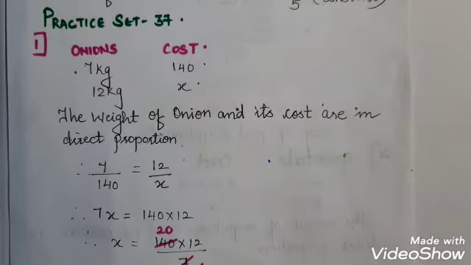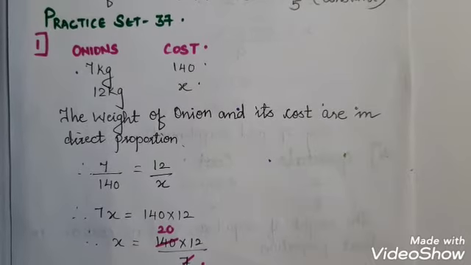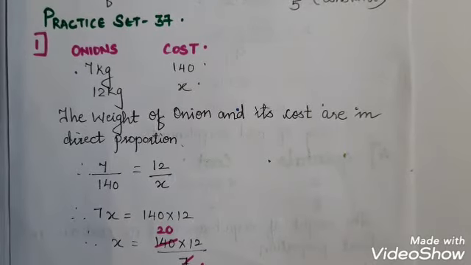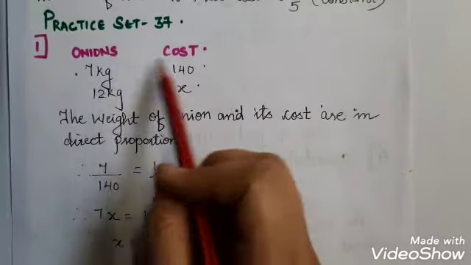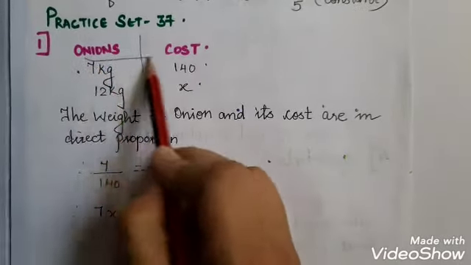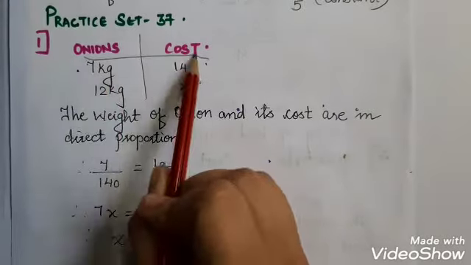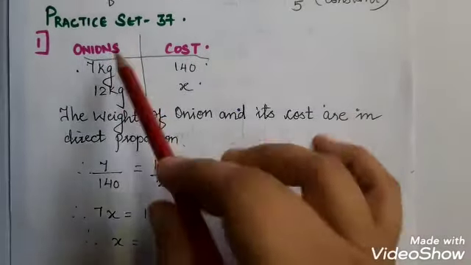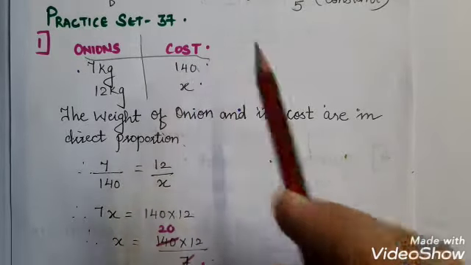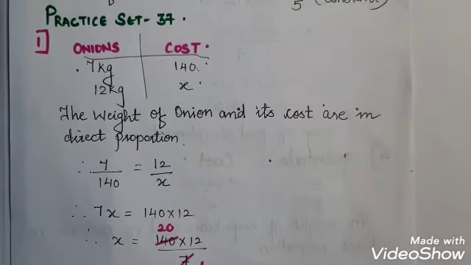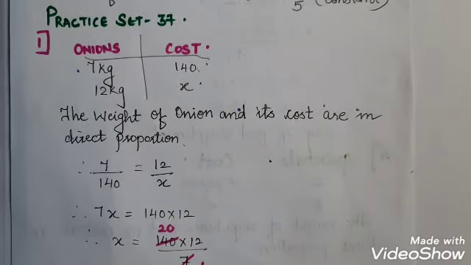If 7 kg onions cost rupees 140. Now here they have given us the cost and the kg, that is the quantity of onions, right? So now here I have made 2 columns. One is the onion, another one is the cost. So 7 kg onion costs rupees 140, right? How much must we pay for 12 kg onions? So now we have to find the cost for 12 kg onion.